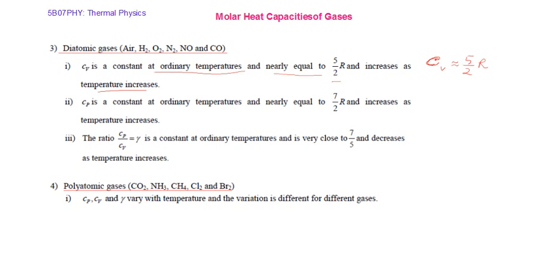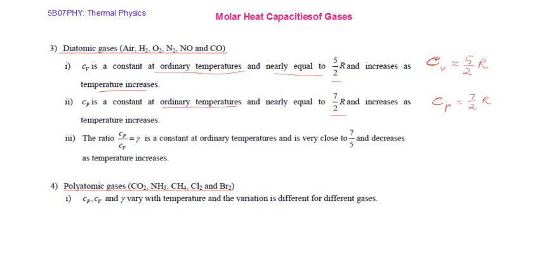I will come back to these values in a later topic on degrees of freedom. Now, Cp is a constant at ordinary temperatures and nearly equal to 7/2 R. I think with a little bit of logic you can understand what the value of Cp will be. So Cp is equal to 7/2 R, and it should be like that. Why?